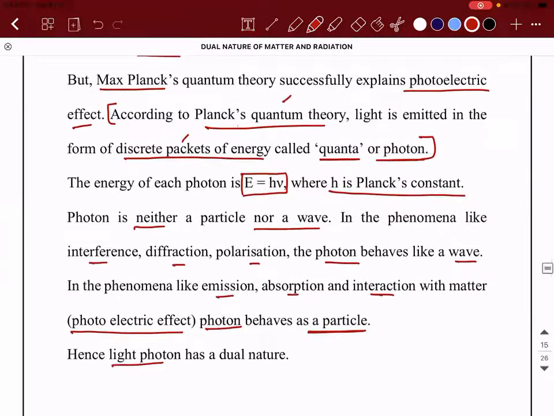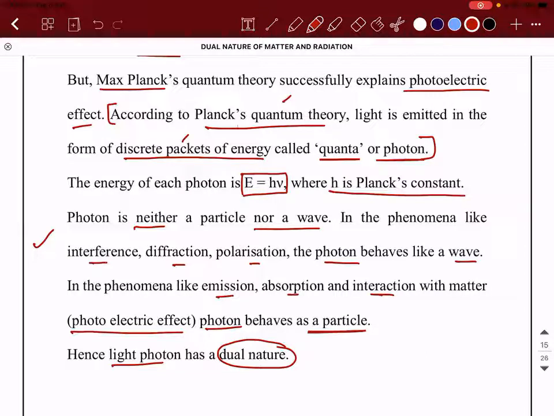Hence, the light photon is said to have a dual nature associated with it. This is what I told you in the beginning of the chapter itself. This one we saw in the previous chapter also. We need to understand that light is studied under the phenomenon of interference, diffraction, and polarization. Light is considered like a wave.